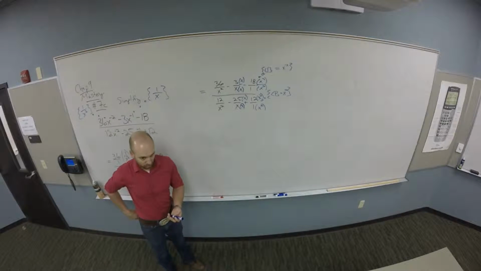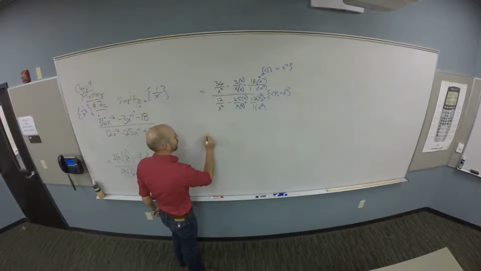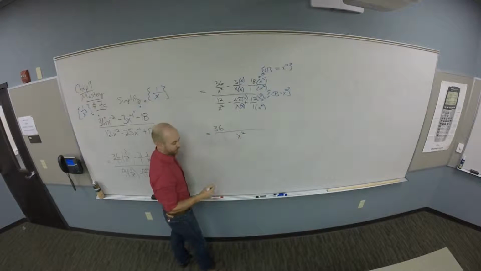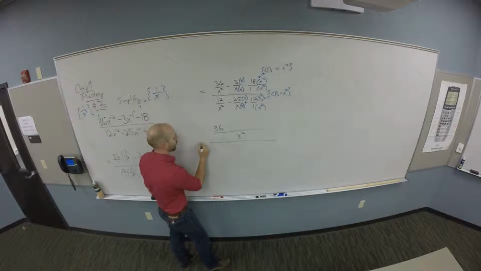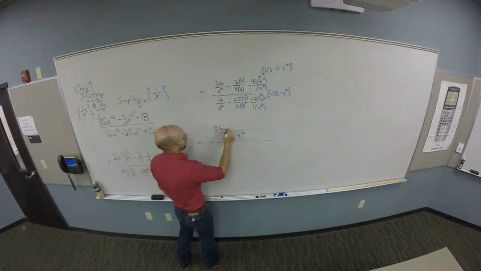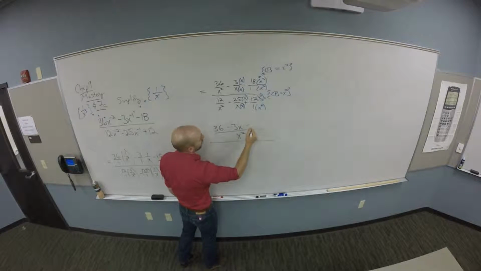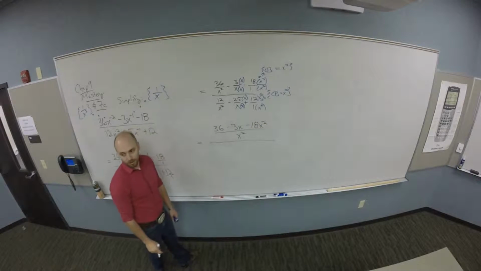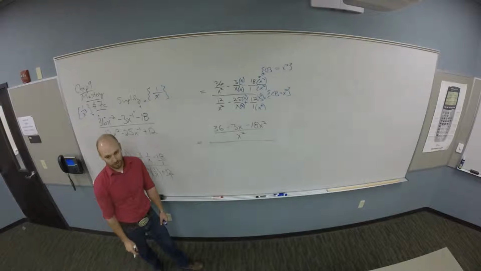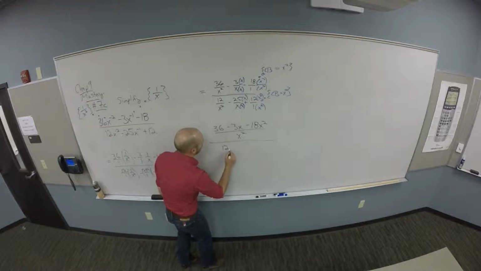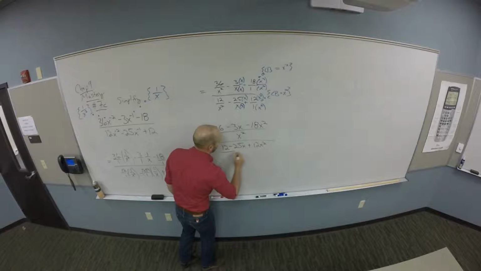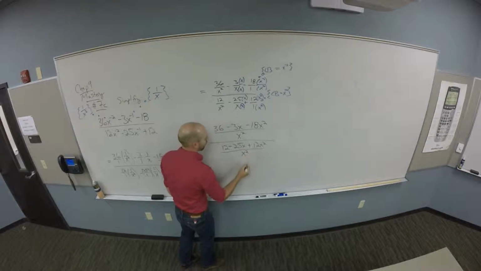So in my next step here, I've got 36 over x squared. It's all going to be over x squared, right? And then there should be an even bigger fraction part here for the bottom. Then it's going to be a minus 3x, and minus 18x squared. And then that's all divided by 12 minus 25x plus 12x squared, over x squared.